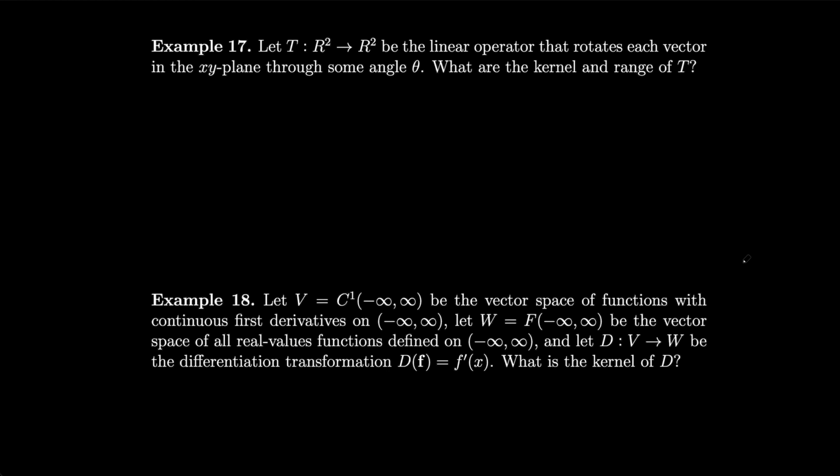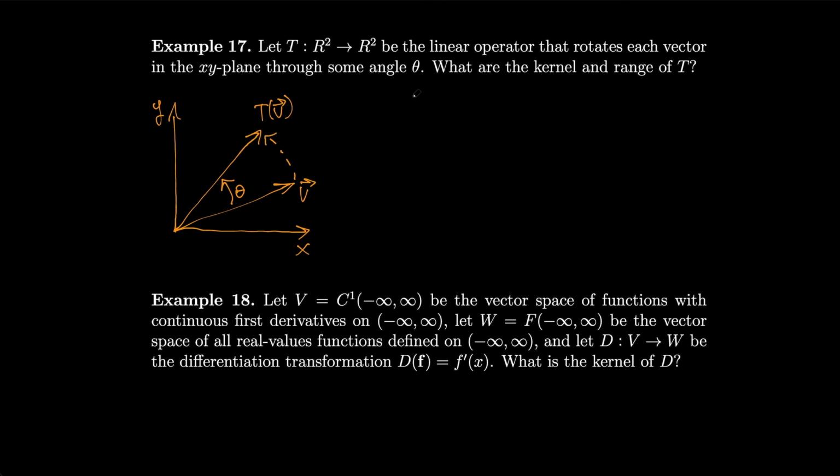Let T from R2 to R2 be the linear operator that rotates each vector in the xy plane through some angle theta. What are the kernel and range of T? All right, well, here's the xy plane. And let's draw some vector v. So here's v. And I need to rotate it and get some other vector, Tv. So I'll rotate this by an angle theta, and this will be the new vector I obtain, Tv. So it goes from here to here like this.